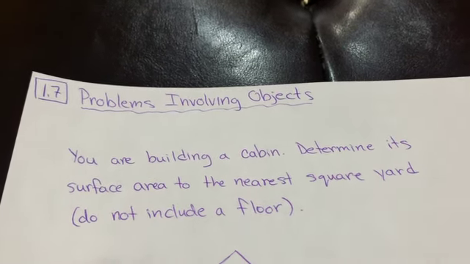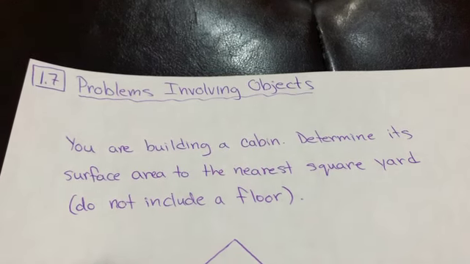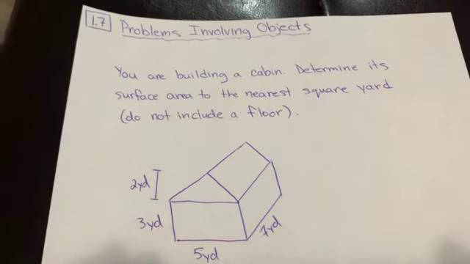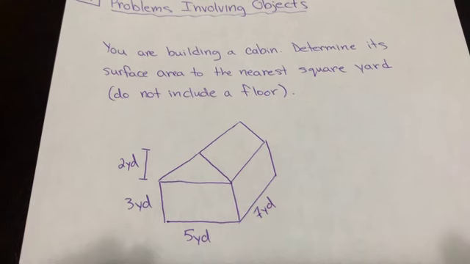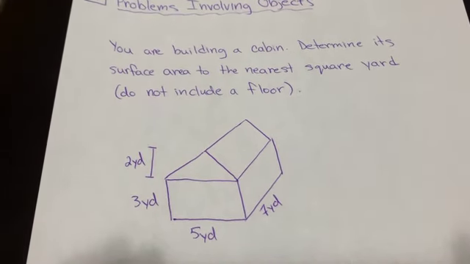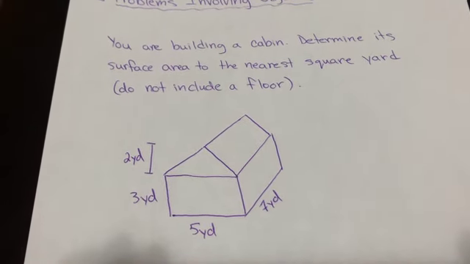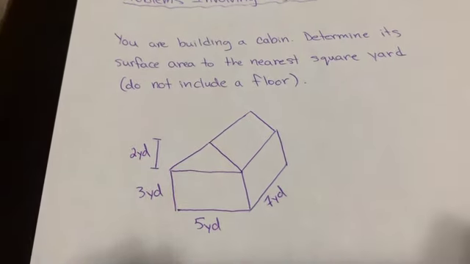All right, math times. We've been working through section 1.7 on problems involving objects. So this one goes like this. You're building this cabin here, and our job is to determine the surface area to the nearest square yard. And don't include a floor. As you can imagine, you're building a log cabin or something. You won't necessarily put the floor out of the same materials.